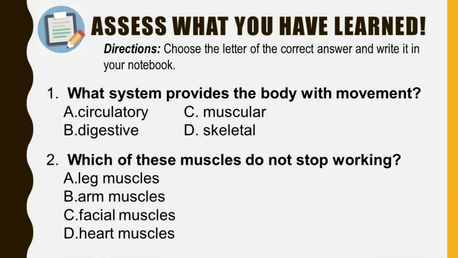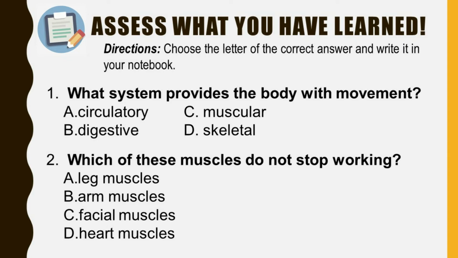We are now down to the last part of this lesson. We are going to assess what you have learned. Directions: choose the letter of the correct answer and write it on your notebook. Number 1. What system provides the body with movement? A. Circulatory. B. Digestive. C. Muscular. D. Skeletal.